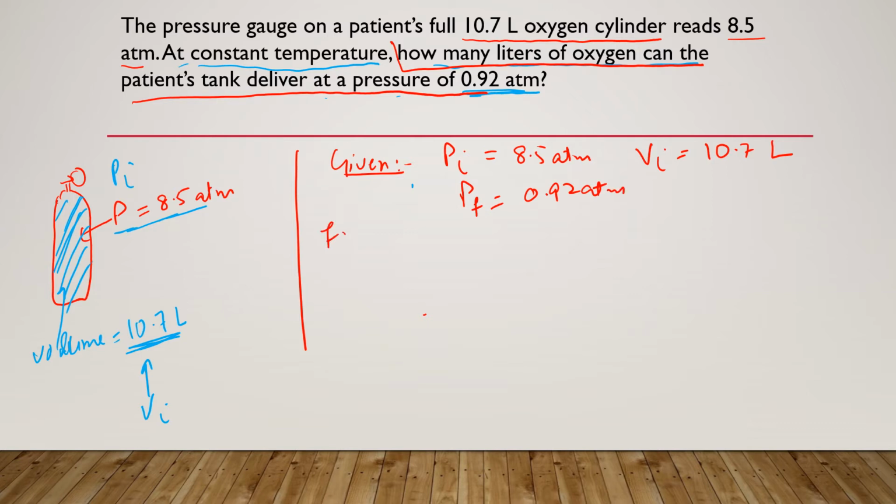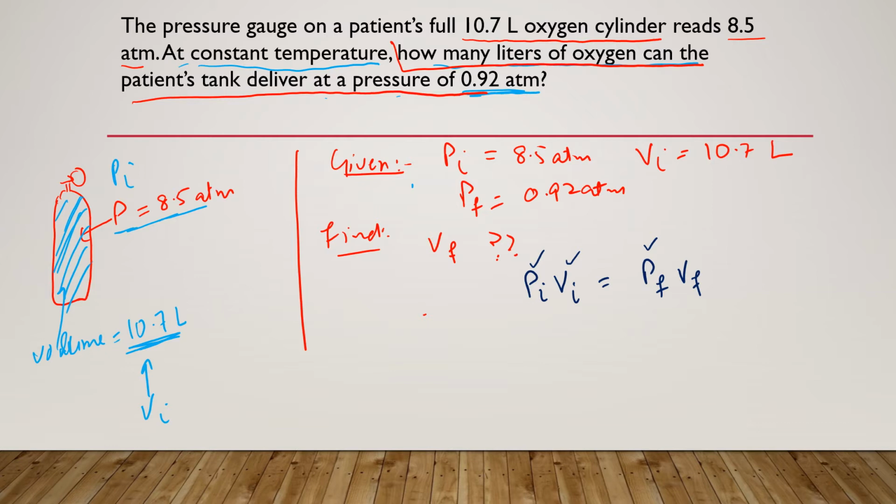And what do we want to find? We want to find the final volume. This is unknown. According to Boyle's law, the equation is PiVi equals PfVf. In this equation, we already know the value of Pi, we already know Vi, and Pf is also given. So only one is unknown, Vf, so we can plug in the values and figure it out.